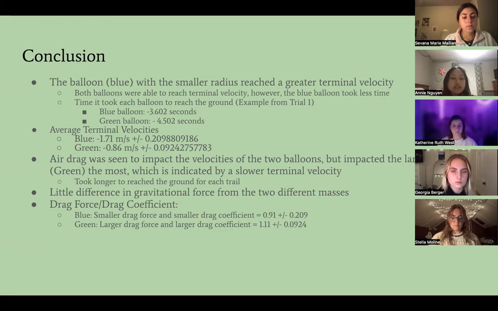And there was little difference in gravitational force from the two different masses, considering that they were both pretty similar. And for drag force and drag coefficient, the blue balloon had a smaller drag force and a smaller drag coefficient, and the green balloon had a larger drag force and a larger drag coefficient.